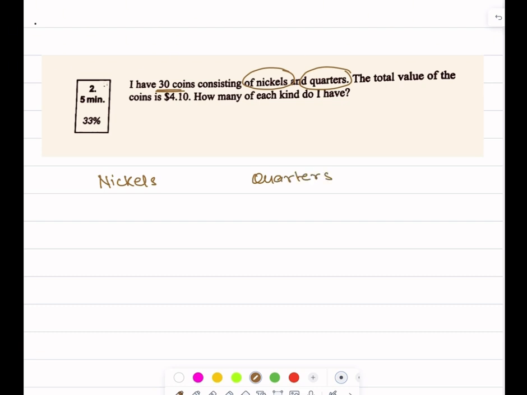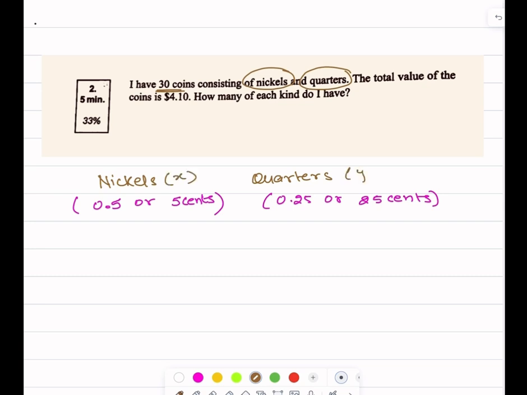Let's write down nickels and quarters first and write down their values. So a nickel is 5 cents. And you know that a quarter is 25 cents. So let's write down this information. The best way to do a word problem is to always write down the data that you have.